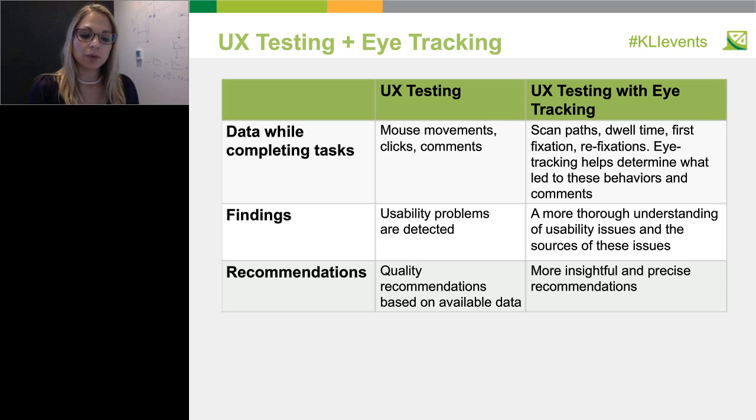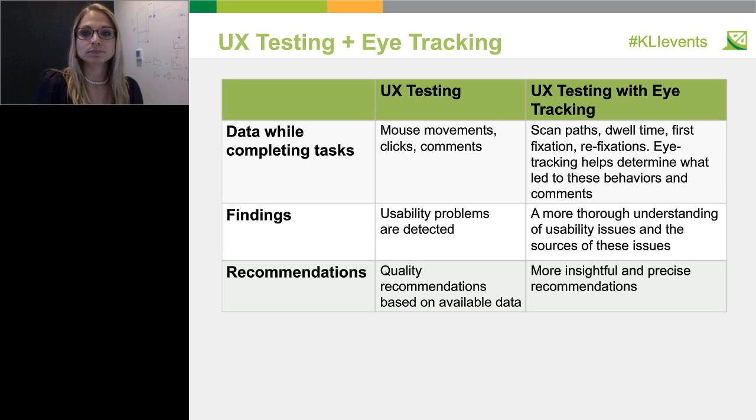Additionally, we provide recommendations whenever we're doing testing, and usually our recommendations when we don't have eye tracking are based on those more typical data, the self-report and the behavioral data, and of course our experience as user experience professionals, and available heuristics and things that we know about how products work. But when we add eye tracking, our recommendations tend to be more precise and a little bit more insightful because, again, we have a greater understanding of how people are processing and interacting with a product.